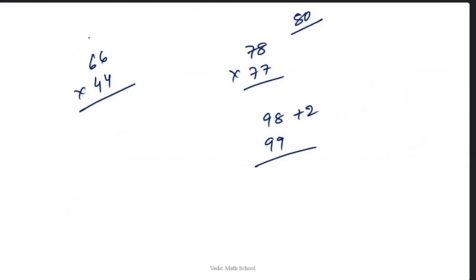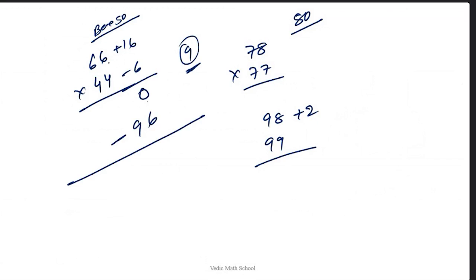If we are taking base 60, here you can see that our base is what? Base 50. So we'll get plus 16 and minus 6. 16 sixes are 96. So I'm writing 6 here. 9 is the carryover. Next, 66 minus 6, we will get 60. Then 60 into 5 is 300. Now subtract it. What you will get? 290. Okay. So this is the answer.